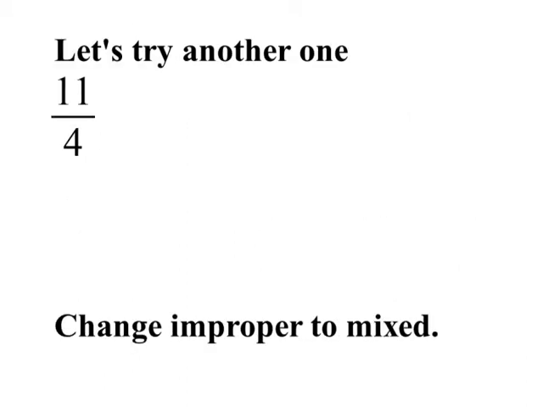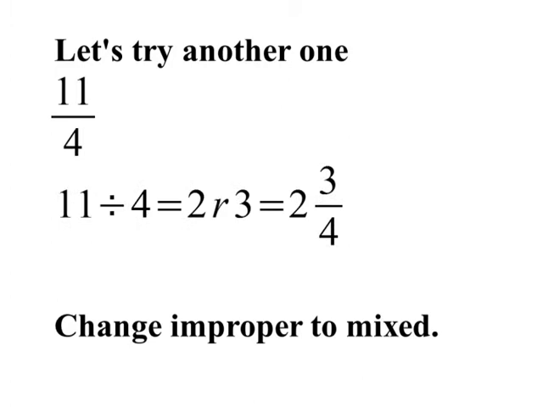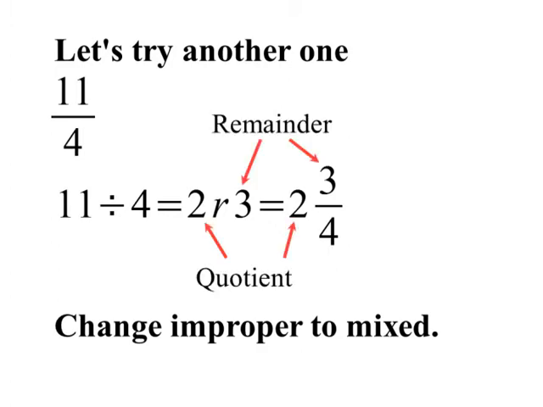Let's try another. This time, let's begin with the improper fraction 11/4 and change it to a mixed number. We start out by dividing just as we did with the decimals, but this time we use division with remainder. I know it's been a while, but hopefully everyone remembers that. 4 will go into 11 2 times with a remainder of 3.